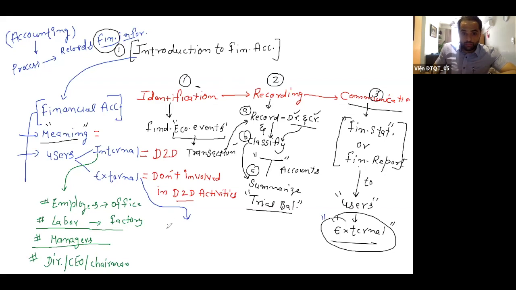Outside the company. So who are outside the company? First of all is shareholders, right? Who are the shareholders of a company? In simple words, we can say an investor who invests money in a company, or who provides finance to the company. All right, so these are the shareholders.